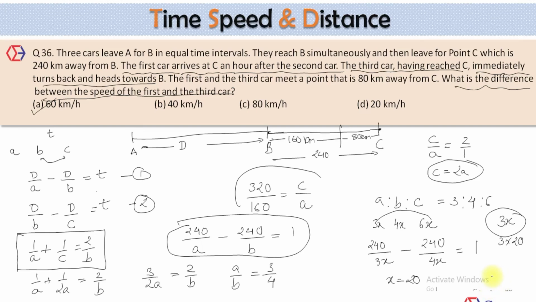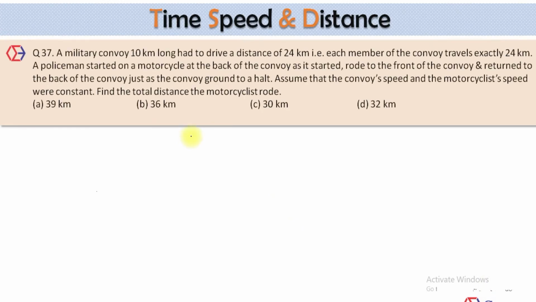Okay, let's look at the next question now. It's about what? A military convoy 10 kilometer long had to drive a distance of 24 kilometer. That is, each member of the convoy travels exactly 24 kilometer. A policeman started on a motorcycle at the back of the convoy, rode to the front of the convoy and returned to the back of the convoy just as the convoy ground to halt. Assume that the convoy speed and the motorcycle speed were constant. Find the total distance the motorcyclist rode.